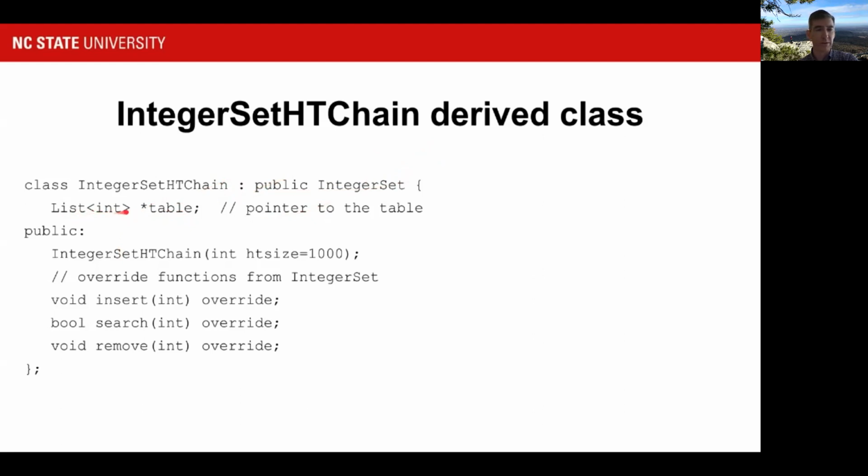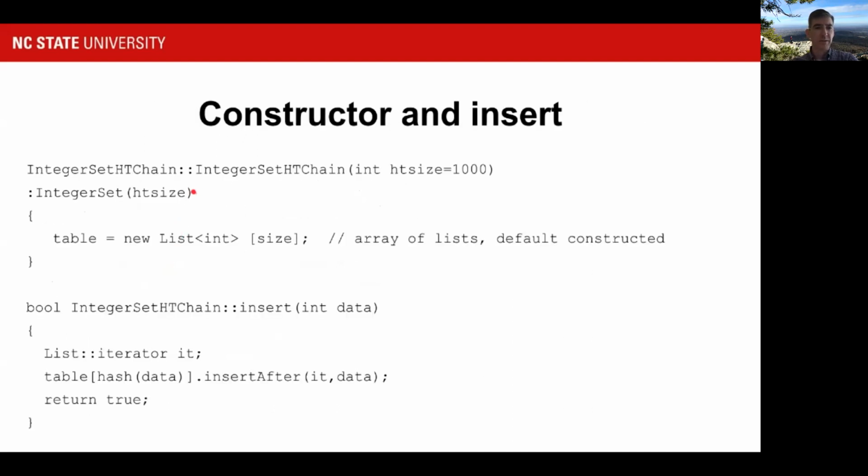So I'm saying I have a list of integers, and each entry in the table is a pointer to a list. Actually, each entry in the table here is a list object, which, as we know, is really just a head and tail pointer that's pointing off to some nodes stored somewhere else. So let's see how these things get implemented. In the constructor, I'm going to need to allocate an array of lists. I just do this the way I normally make an array. The only difference now is that each entry in my array is a list object, and the default constructor would get called to initialize all of these objects.